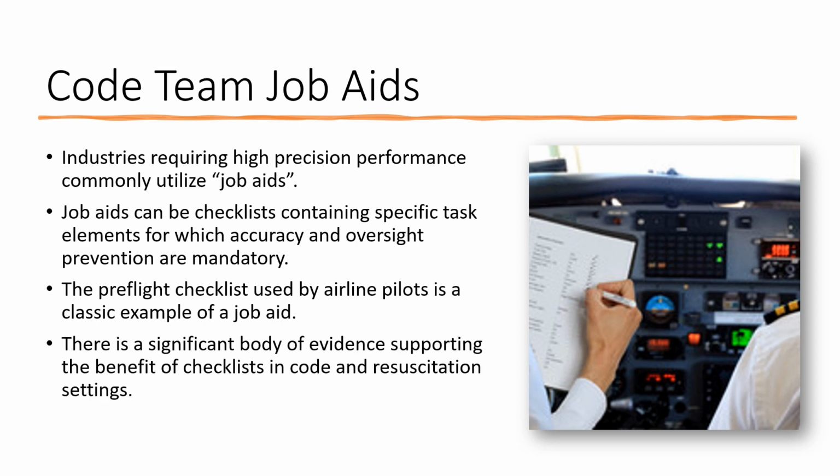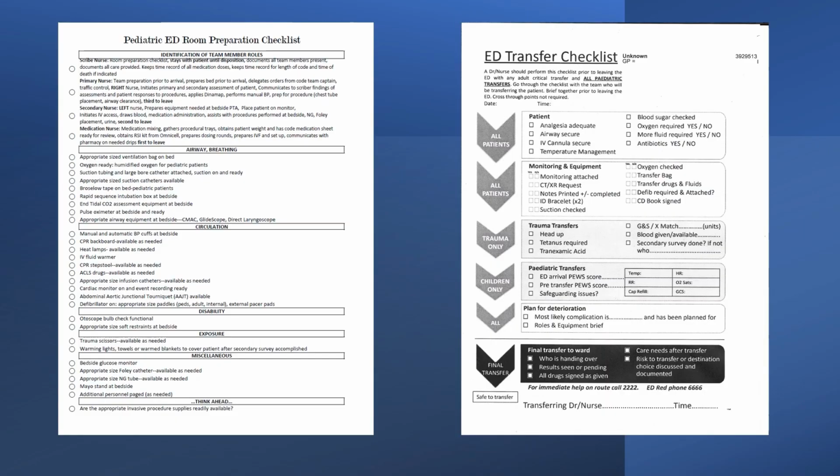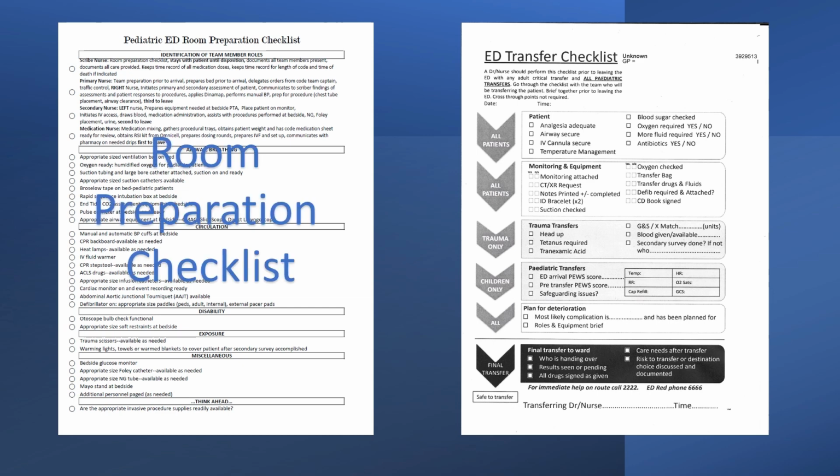There is a significant body of evidence supporting the benefit of checklists in code and resuscitation settings. Here are just 3 of many articles providing proof of benefit from checklists. The room preparation checklist and the ED transfer checklist are important checklists that can be used during the anticipation phase or the transfer phase for a patient.